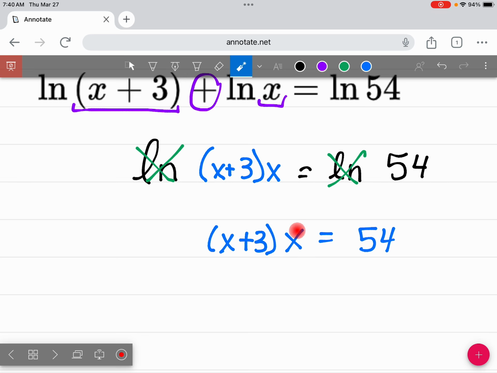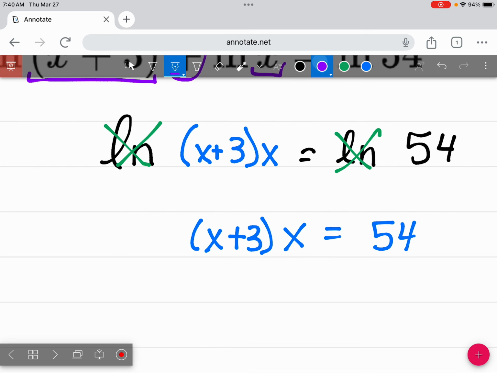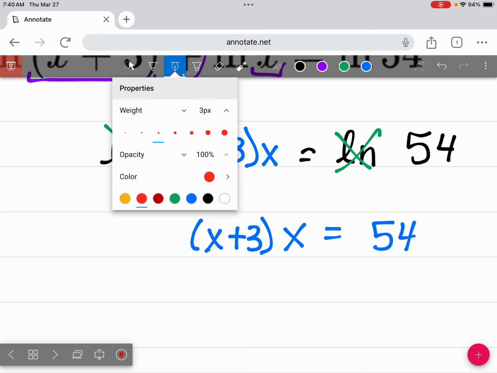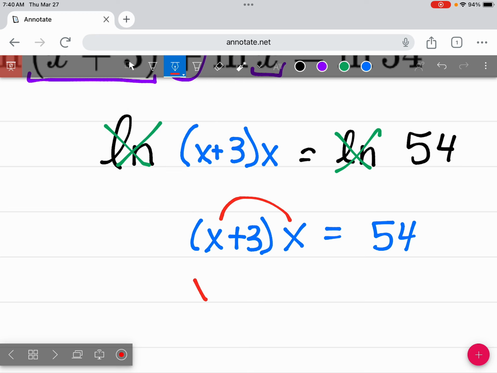Distribute, yeah. Let's multiply this piece out. That's going to give us x times x squared gives us x squared plus our 3x equals 54. How do we go about solving something that has an x squared in it?